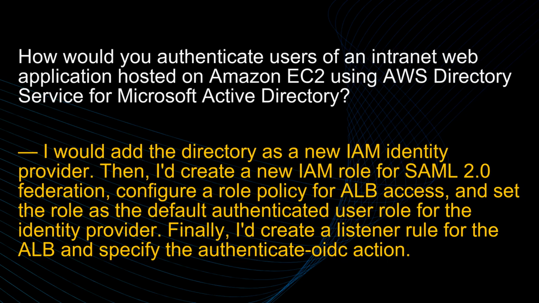How would you authenticate users of an intranet web application hosted on Amazon EC2 using AWS Directory Service for Microsoft Active Directory? I would add the directory as a new IAM identity provider. Then I'd create a new IAM role for SAML 2.0 Federation, configure a role policy for ALB access, and set the role as the default authenticated user role for the identity provider. Finally, I'd create a listener rule for the ALB and specify the authenticate OIDC action.